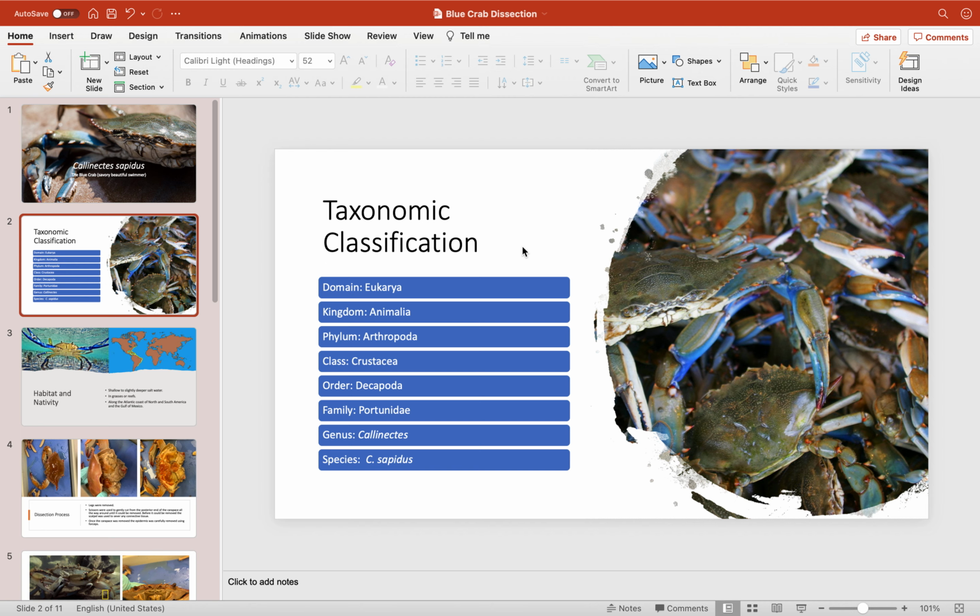The taxonomic classification, nothing really unexpected. Notable that these are in the phylum Arthropoda, which is home to about 75% of the animal species which we know of, and that includes insects and things like that. And there's the genus and the species name.